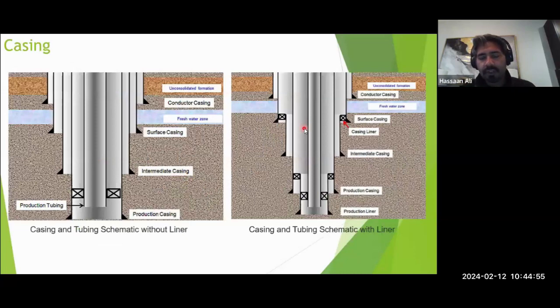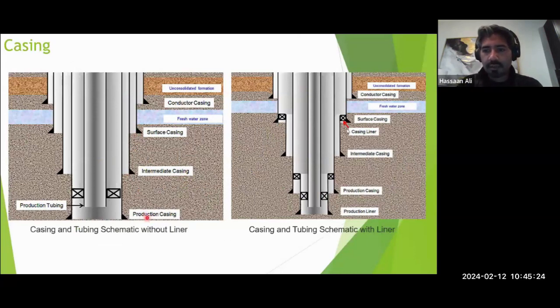This concept can become fairly complicated as we try to go deeper into it. But essentially, if you see a cross section of an oil well, you will see that there are different types of casings, different types of pipes. The first casing is called a conductor casing. The second casing is called surface casing. And then you have intermediate casing and production casing. We are going to discuss why there are different types of casings in coming slides.